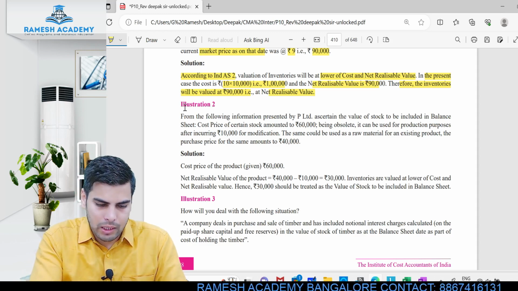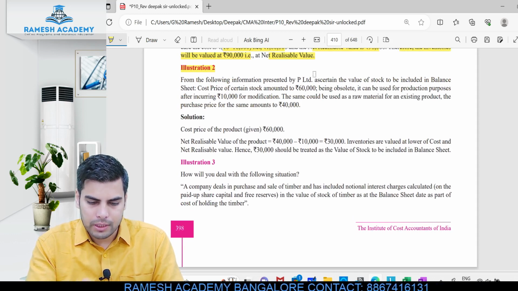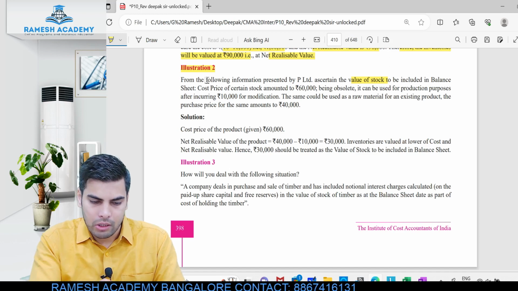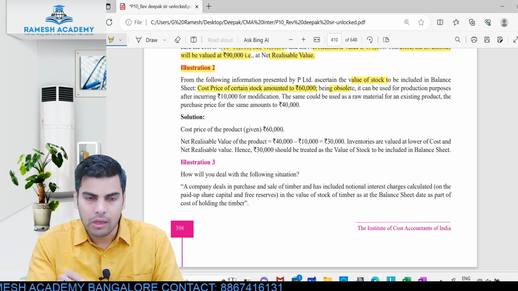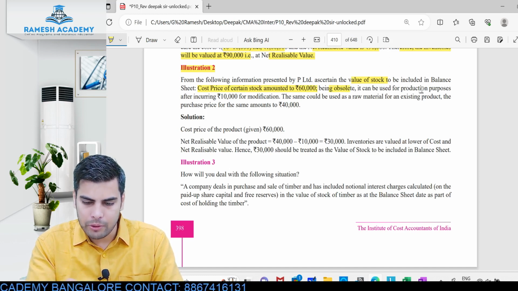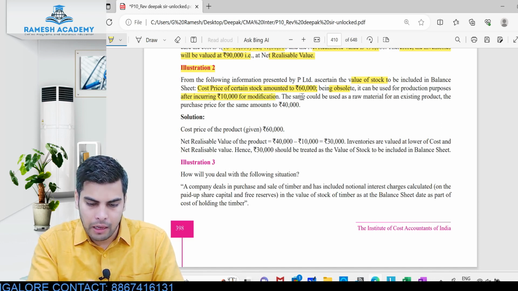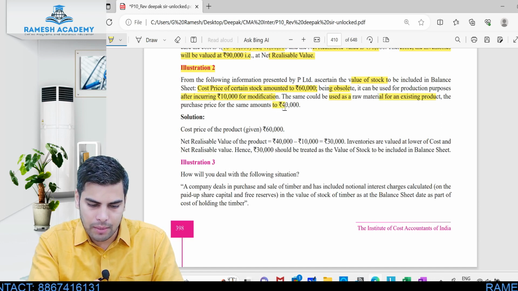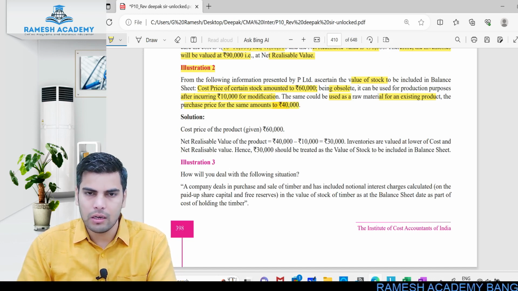So let's quickly move on to illustration number 2. From the following information presented by P Limited, ascertain the value of the stock to be included in the balance sheet. Cost price of certain stock amounted to 60,000, being obsolete. So this is outdated stock. It can be used for production purpose after incurring 10,000 rupees for modification. The same can be used as raw material for existing product. The purchase price for the same amounts to 40,000 rupees.